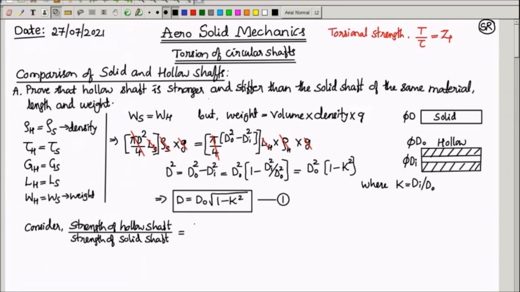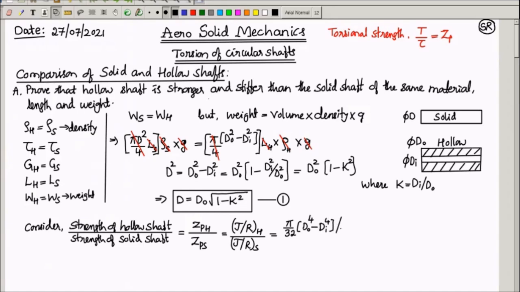That means it is actually equal to ZP of hollow shaft divided by ZP of solid shaft. Z is nothing but the polar section modulus, which is the ratio of polar moment of inertia to the radius, right? So I will write it as J by R of hollow shaft divided by J by R of solid shaft. What is J for the hollow shaft? It is pi by 32 into dO power 4 minus di power 4. This is J.